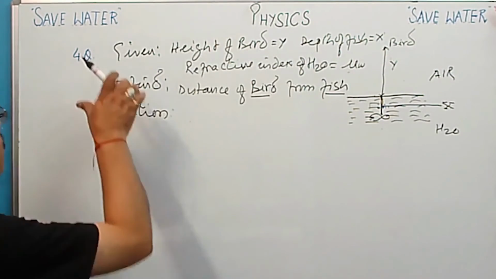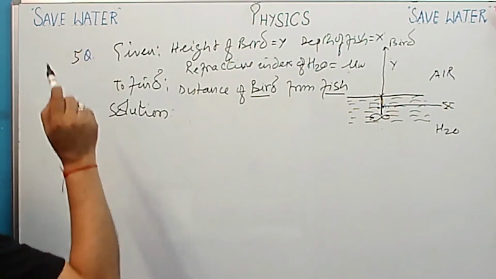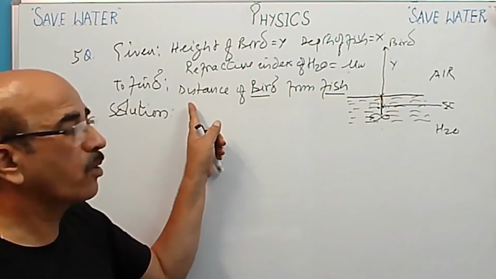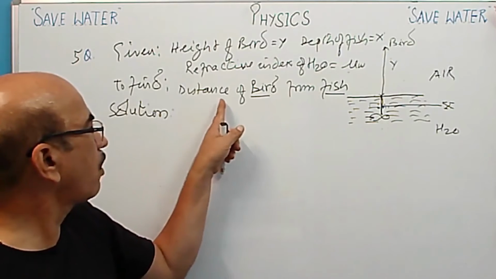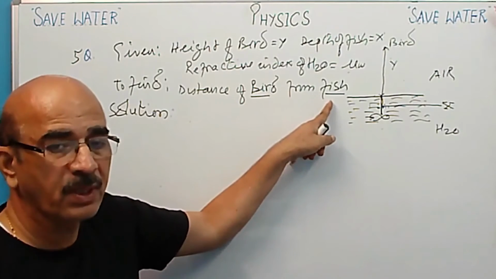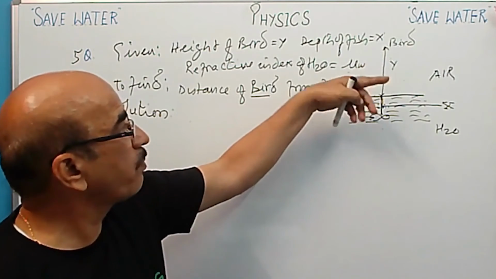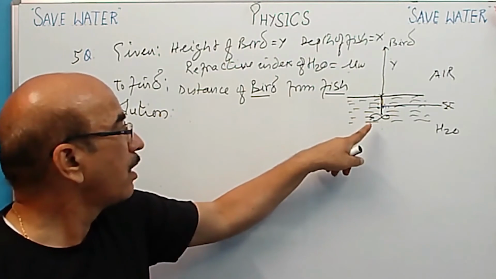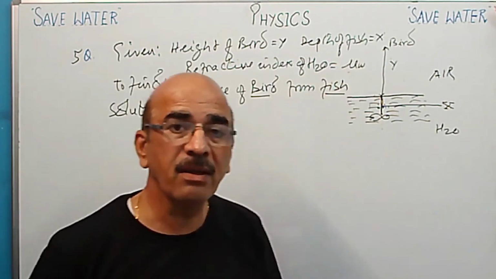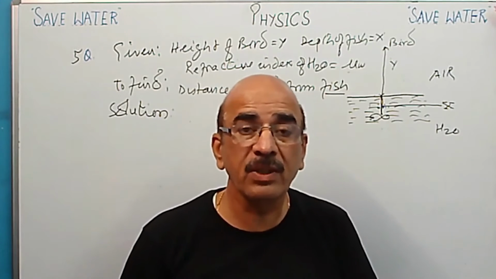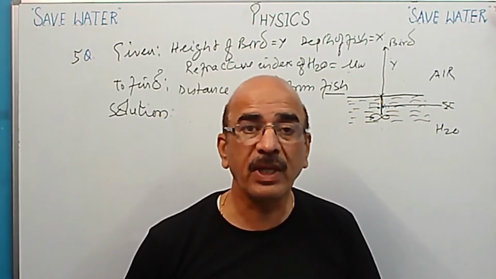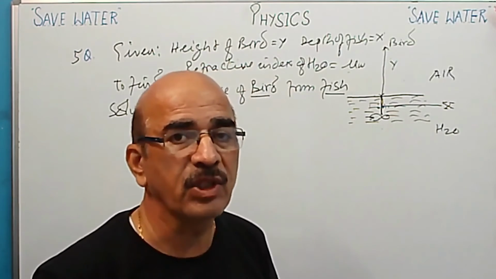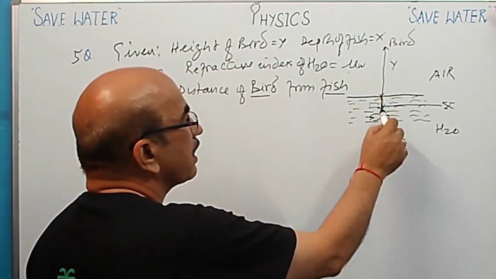Now next question, here it is question number 5. Now you can see the diagram is same, but the question has changed here. We have to find out the distance of the bird from the fish. Now in the previous case, the bird was watching the fish. Now in this case, the fish is watching the bird. The fish has to escape from the bird, so it is scared. It is watching at what height our bird is flying, because it wants to avoid it. Okay. So now the fish is watching the bird.